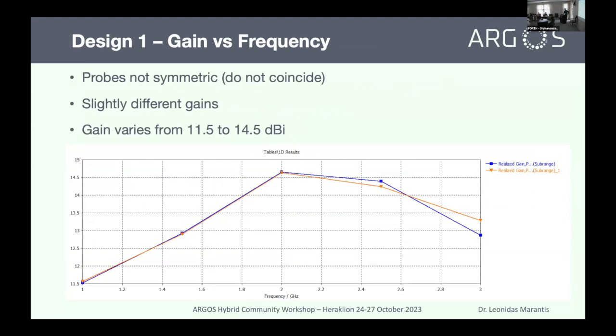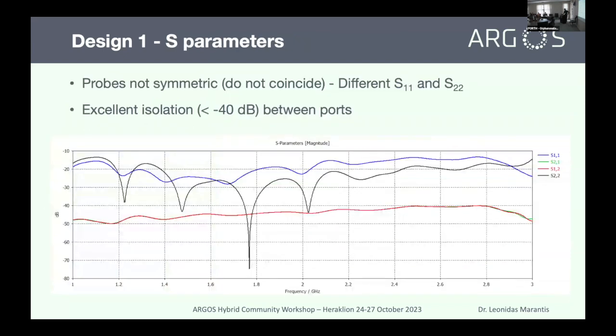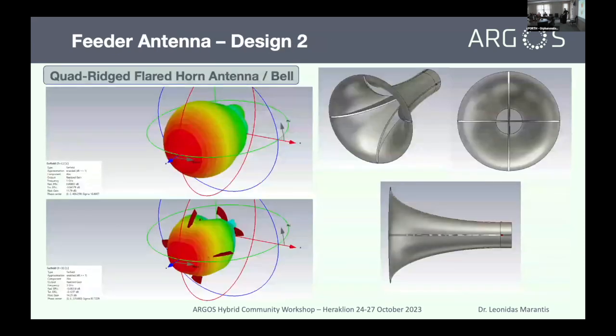But as I said before, this design didn't have very good patterns at the higher frequencies, at 2.5 and 3 gigahertz. We have quite high side lobes, and this of course affects the overall gain of the feeder antenna. Therefore, we tried another shape. It's a bell shape. It's the same type of antenna, a quad-ridged flare horn antenna again, but now it's not straight. It has a bell shape formation.